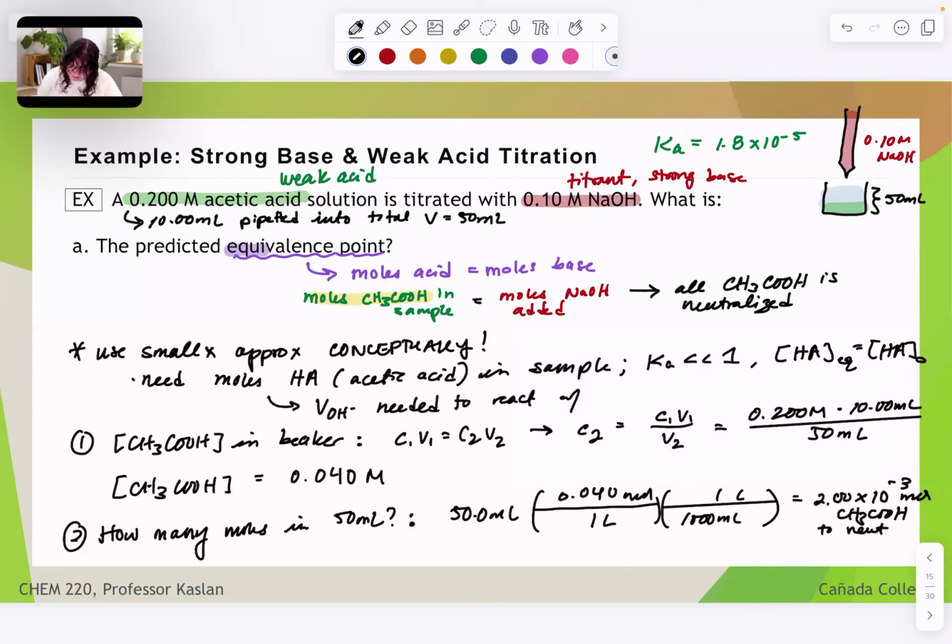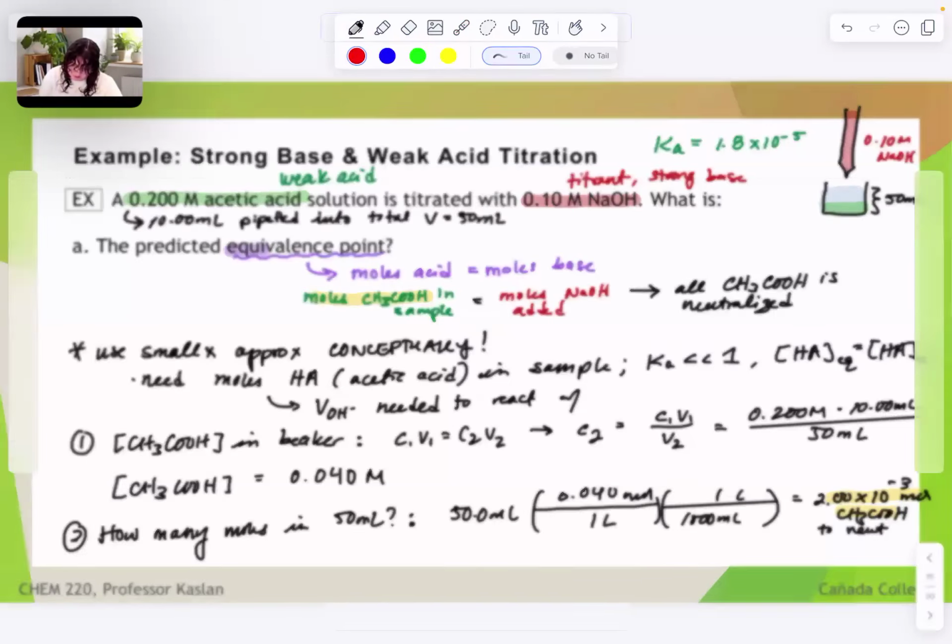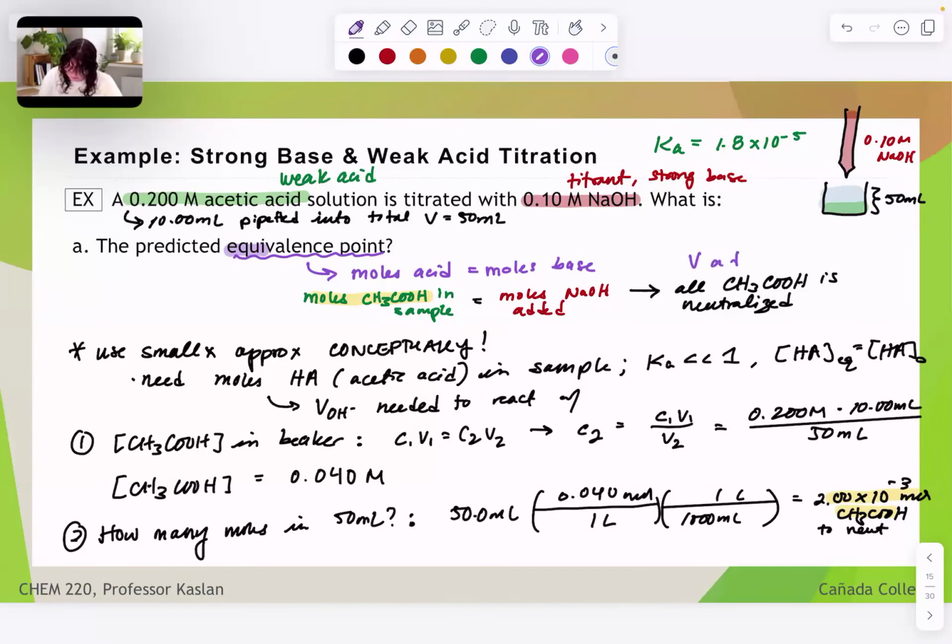So this is the amount of moles of acetic acid to neutralize. Now, have we answered this question? What is the predicted equivalence point? This is the volume of NaOH added, at which point all of the acetic acid is neutralized. So I need to figure out what volume of my NaOH of known concentration will neutralize this amount of moles of acetic acid. So there's one more step here.